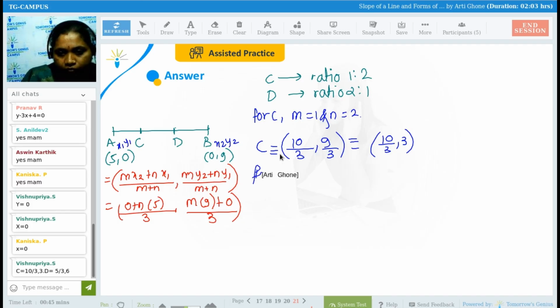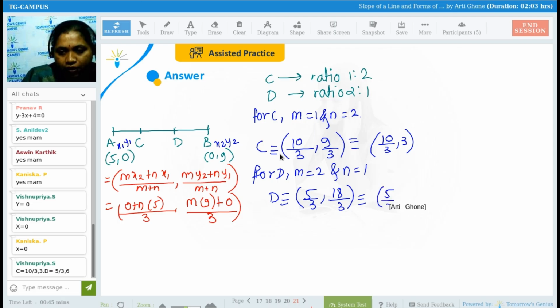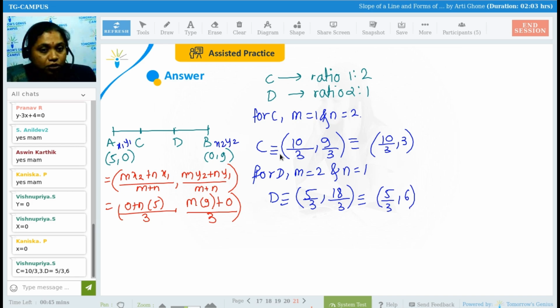So C coordinates are (10/3, 3). And for D, m is equal to 2 and n is equal to 1. So it is 5 by 3 and 9 times 2 is 18, so 18 by 3, which gives (5/3, 6). Clear? Okay. Now here the question has not ended. So we got C and D.